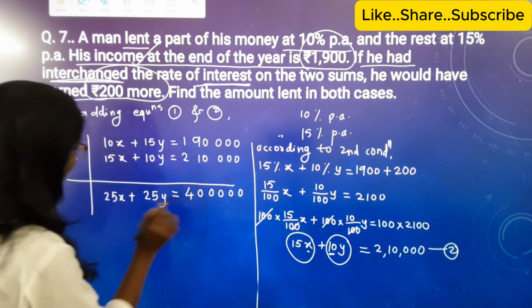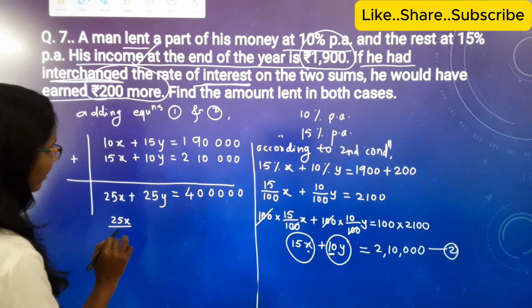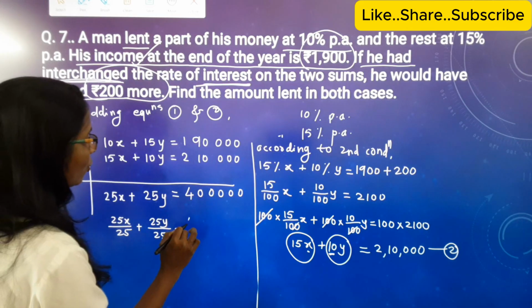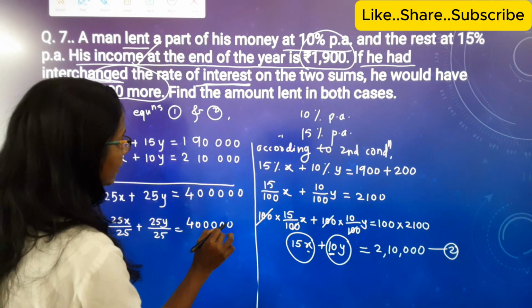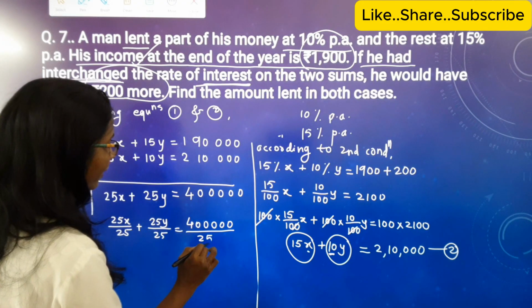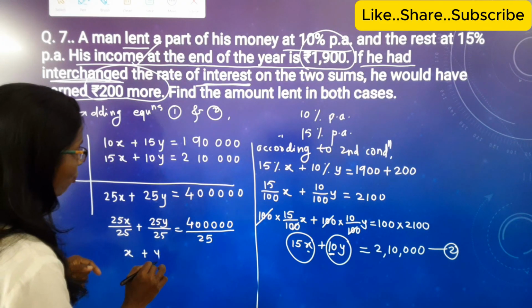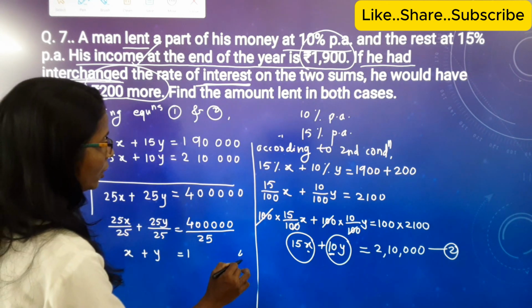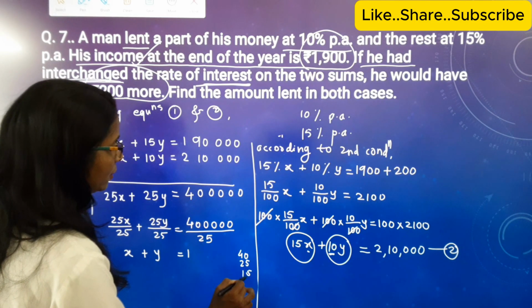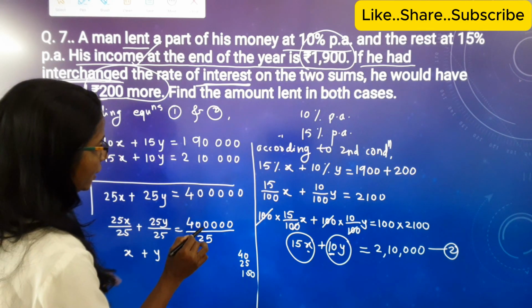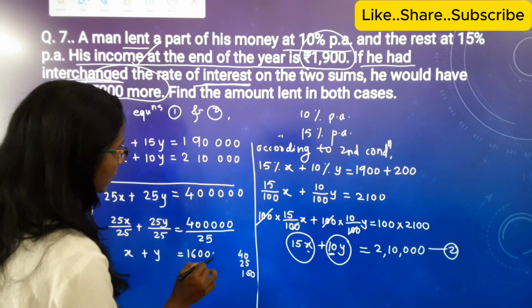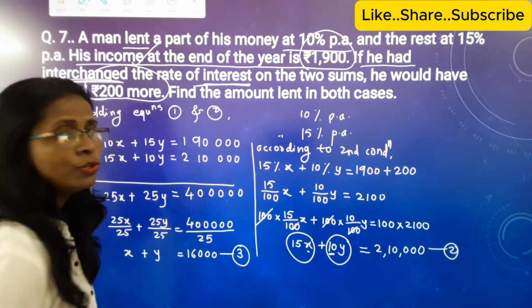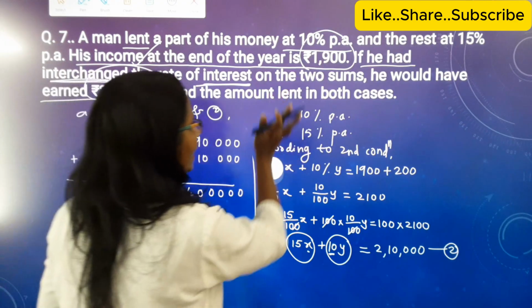Okay. So now we can divide both sides by 25. So 25x plus 25y upon 25, and 4 lakh divided by 25. We can simplify: x plus y is equal to 16,000. Then we call this new equation the third equation.